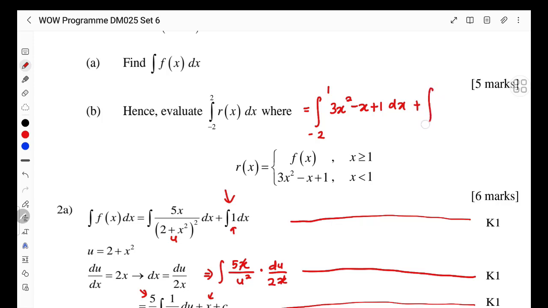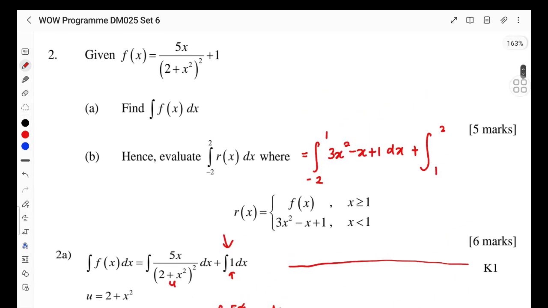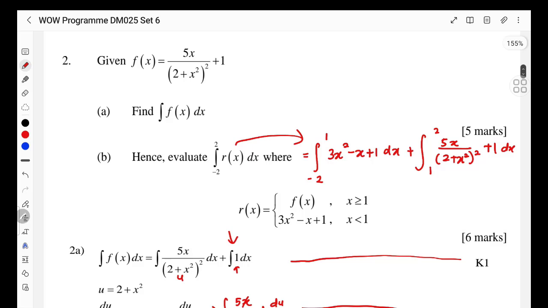And then you add, continue from 1 to 2. So for x greater than or equal to 1, your function is f(x). So f(x) is here, 5x over (2 plus x squared) plus 1 dx. Okay, so this is your integral here. We split into two integrals.